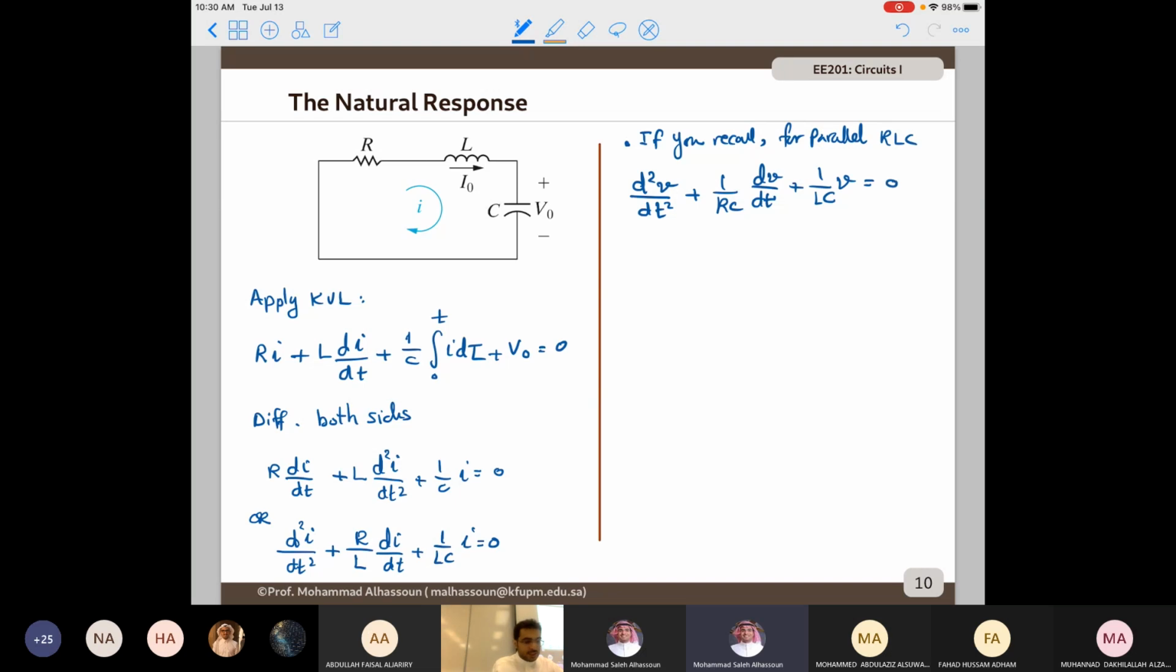So as you can see, there are few differences between the differential equation in the parallel RLC and in the series RLC. It seems that we're interested in the voltage in the parallel, and in the current in the series, but this is not very important. The important factor is this coefficient here.